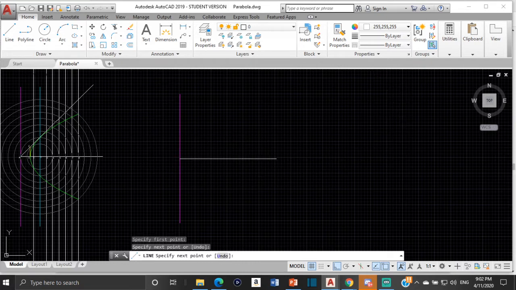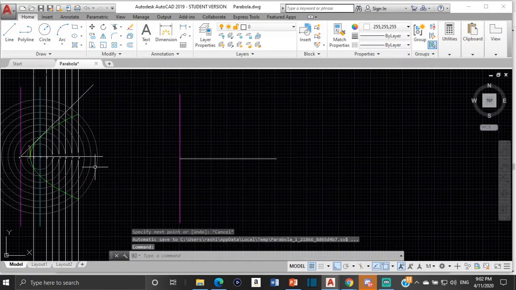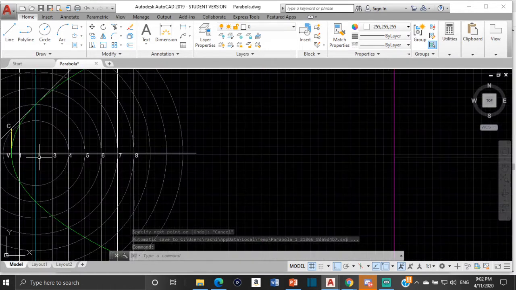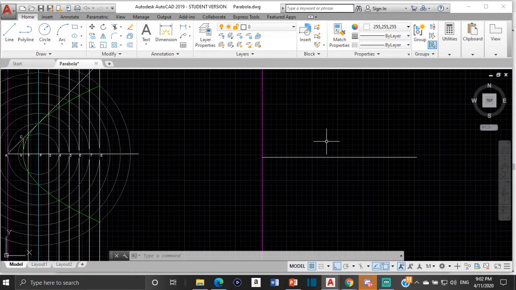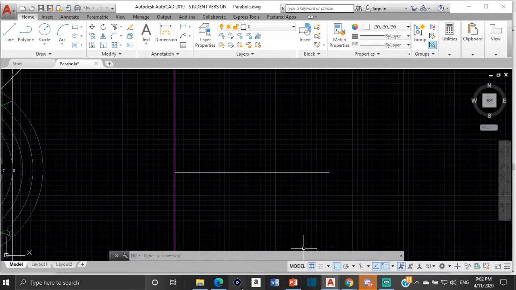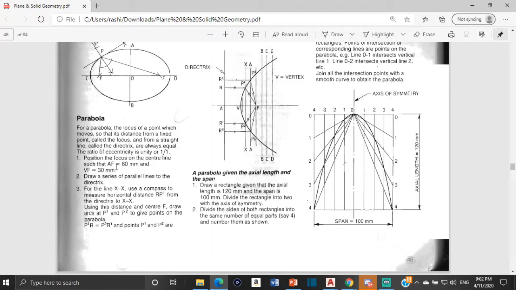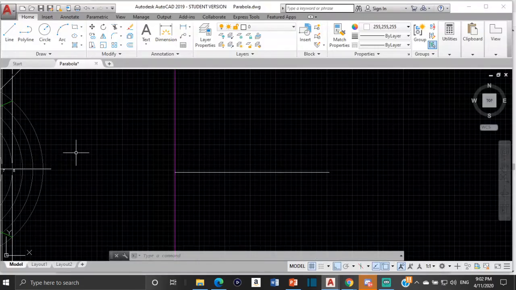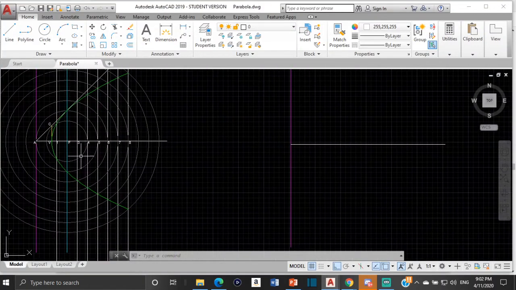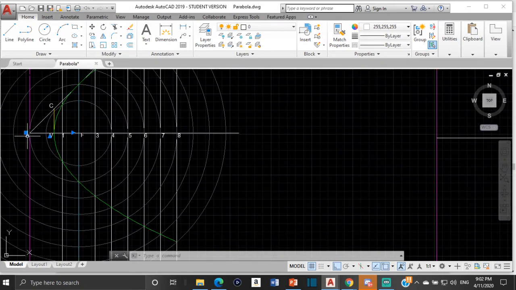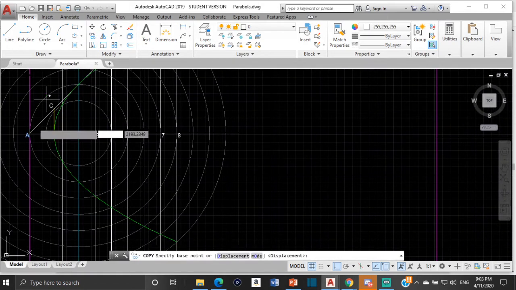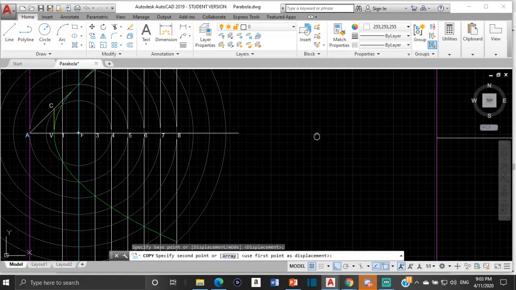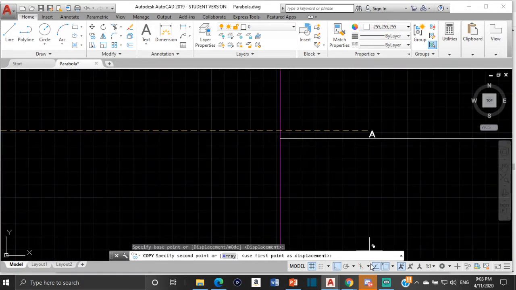Now the next thing that I'm going to do is find the focus. The focus is point F there. In the instructions it says that AF is 60. So we have point A, and from A to F is 60. So let's find the focus over here. First of all, let me label this here. Let me label that A. Let me copy this A from here, bring this over here, and turn off ortho.